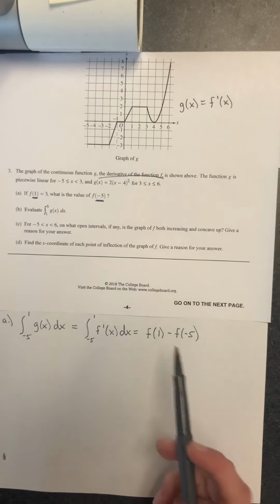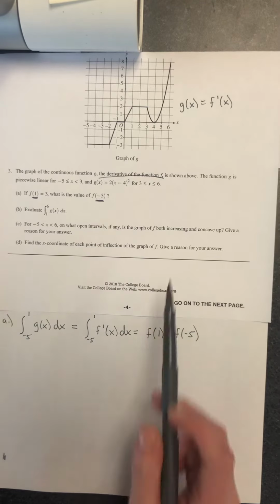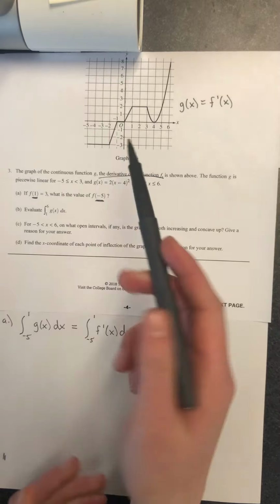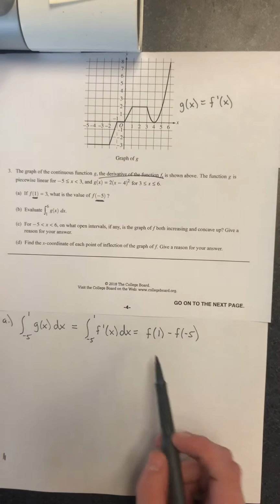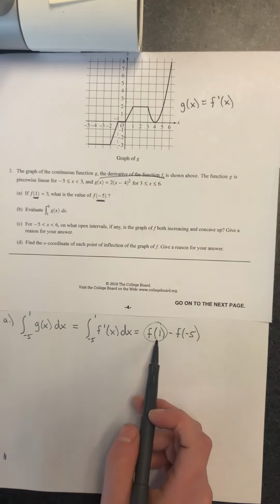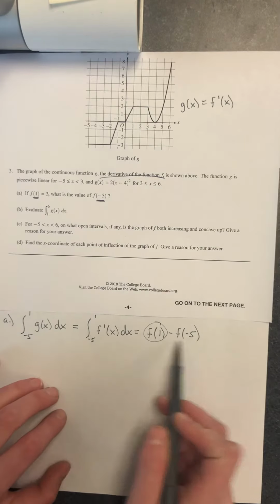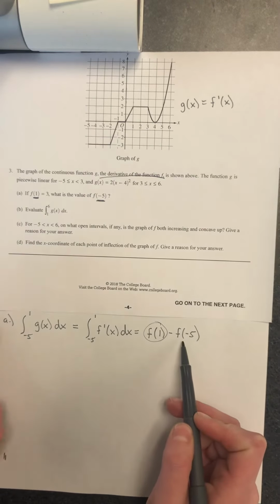Okay, so from here, we need to go ahead and take the integral using my rectangle method or just using the area under the curve method. And I actually already know what f of 1 is. It says that f of 1 is 3. So let's go ahead and rewrite all of this. Let's solve for f of -5 so I can put everything together here.